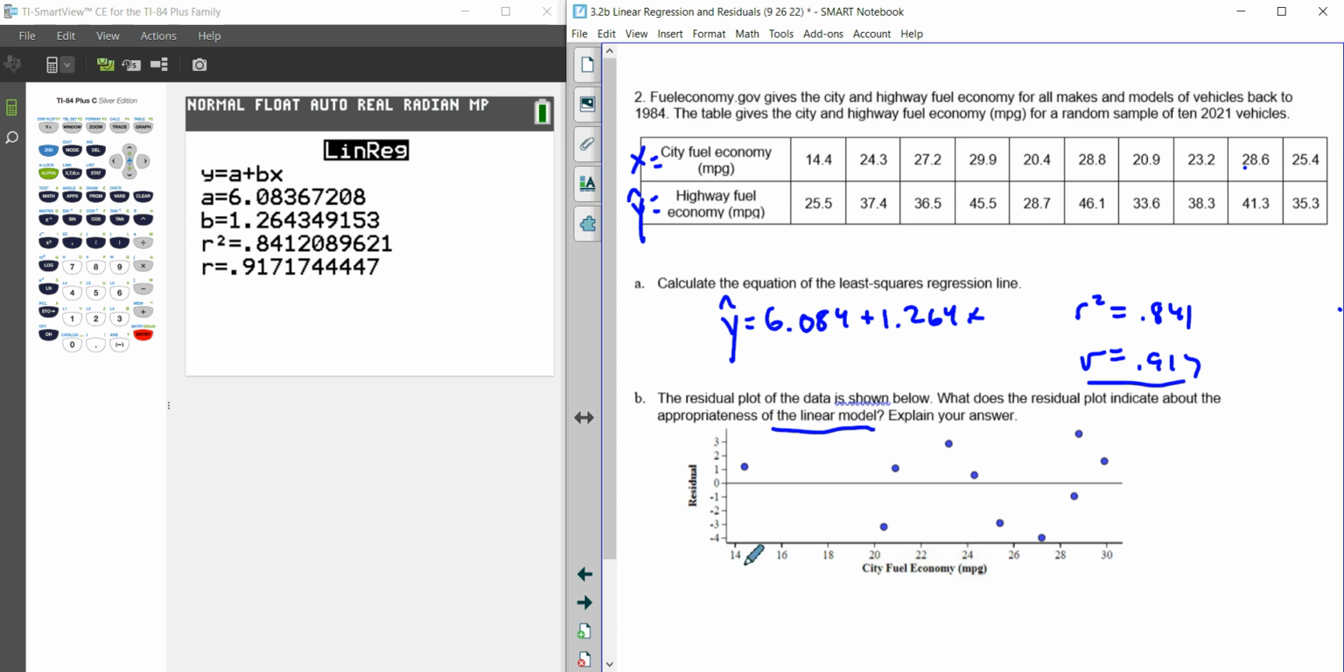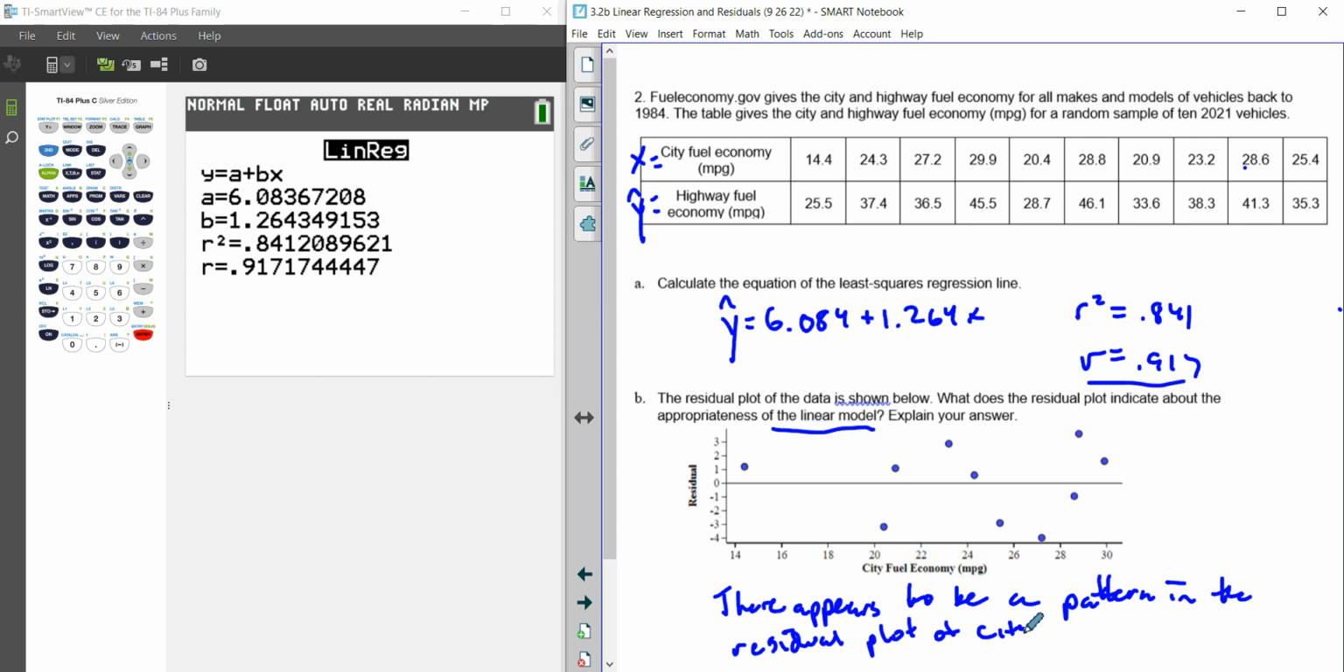And so because there appears to be a pattern in the residual plot of city fuel economy, a linear model may not be appropriate.